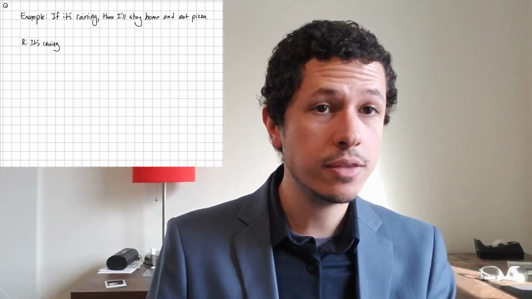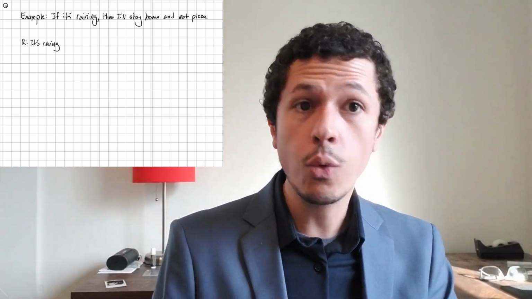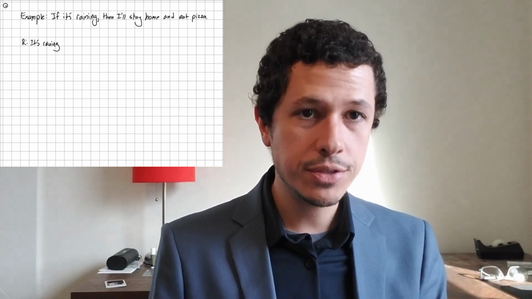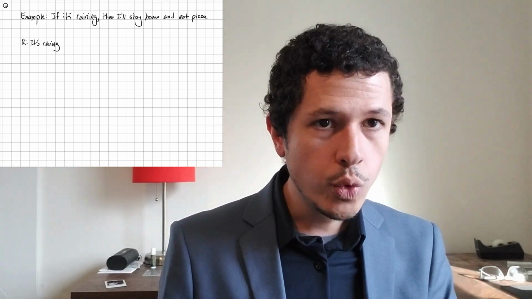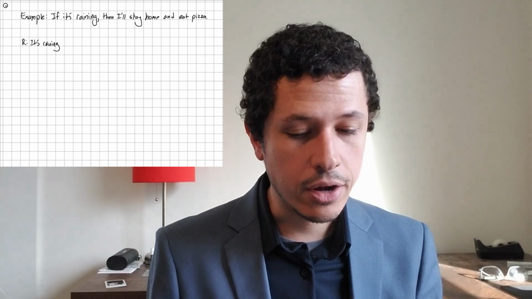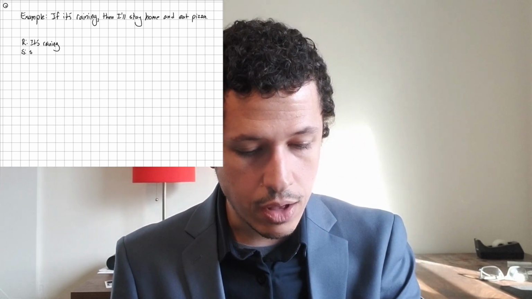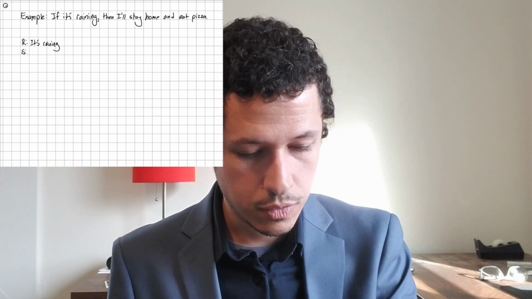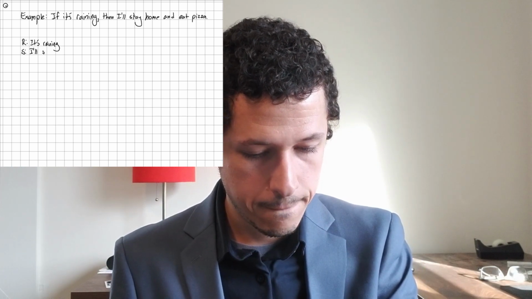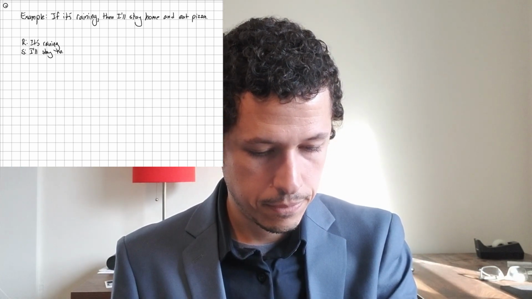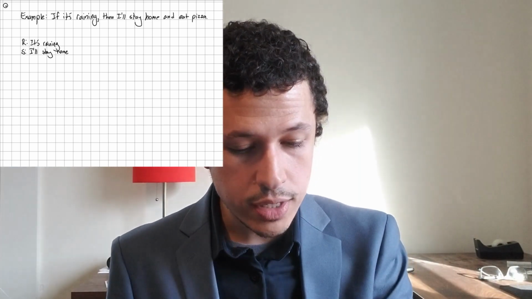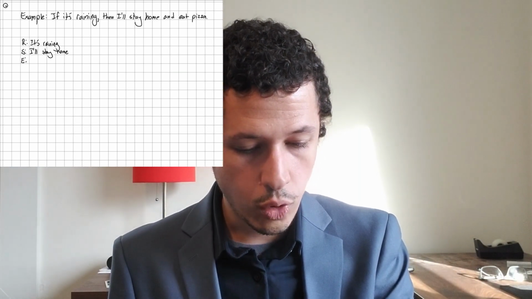I could have used anything. I could have used the letter A, the letter G, whatever. R makes it much easier for me to track which statement I'm representing with that letter. I'll use S for I'll stay home, and I'll use E for I'll eat pizza.